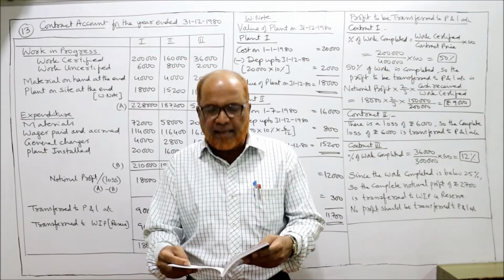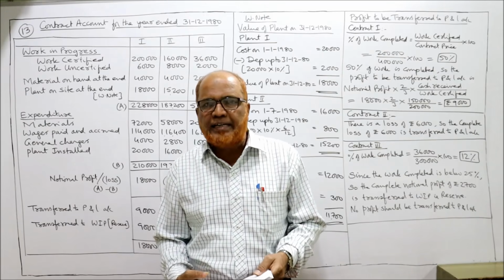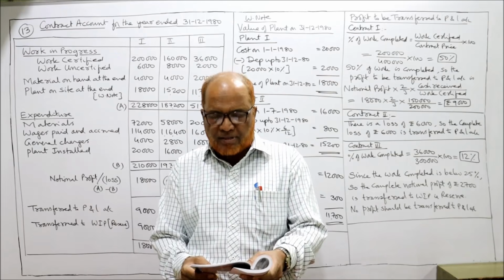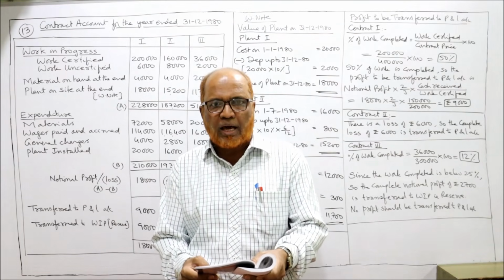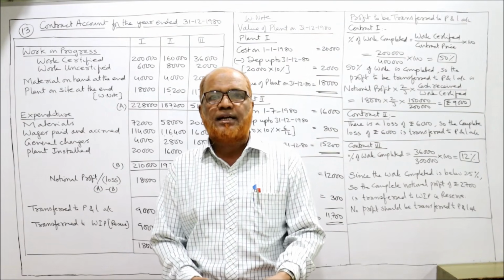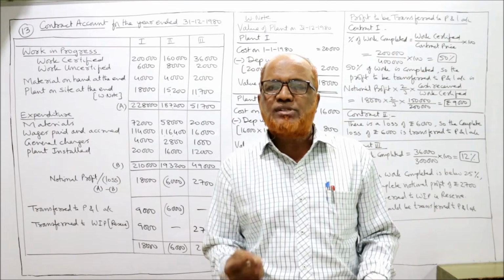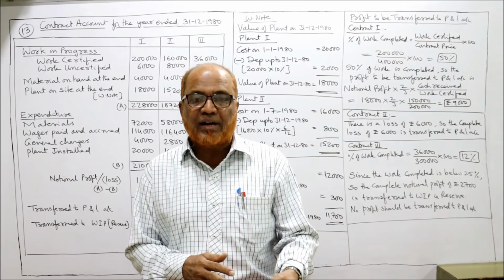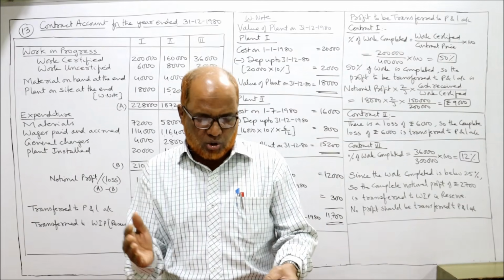Now we'll start the next problem, that is problem number 13. See the 13th problem. 3 contracts commencing on 1st January, 1st July and 1st October 1980. The previous problem we have seen 2 contracts, but here 3 contracts are started on different dates, 1st Jan, 1st July, 1st October.